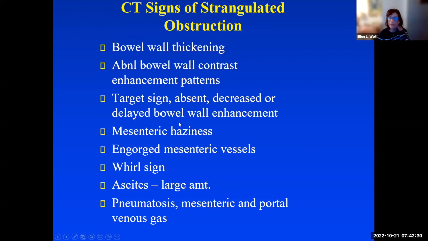Mesenteric haziness, as we saw in some of those other cases, engorged mesenteric vessels, the whirl sign that we just saw, ascites, a large amount. You can have small amounts of ascites in routine small bowel obstruction, but if you have a large amount of ascites, you should think about ischemic bowel. And of course, pneumatosis, mesenteric and/or portal venous gas would generally be signs of ischemic bowel in the setting of small bowel obstruction.